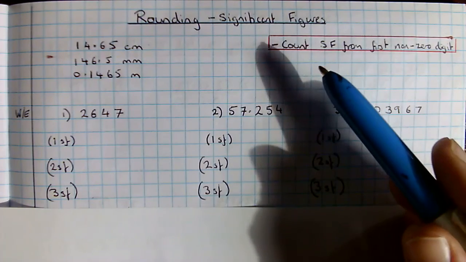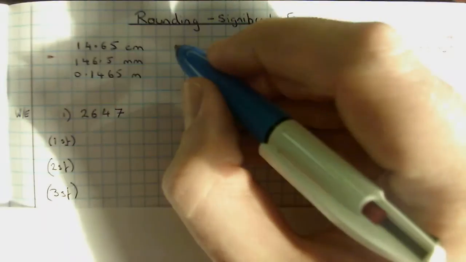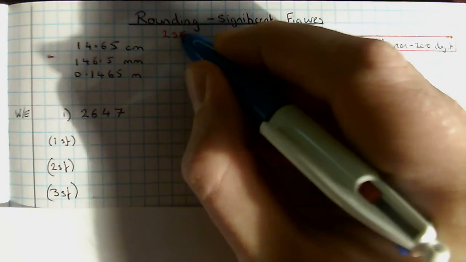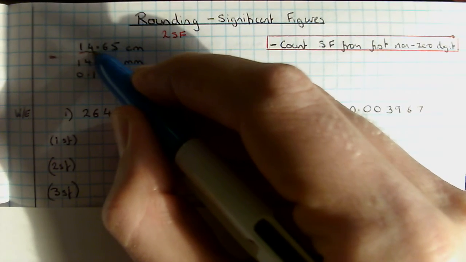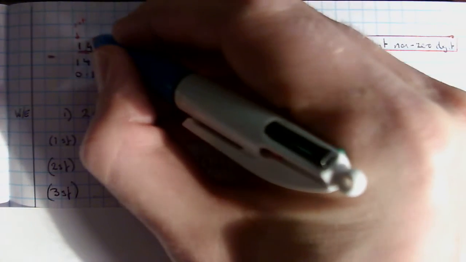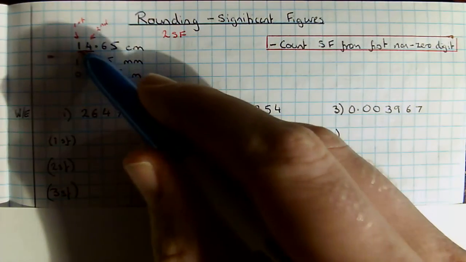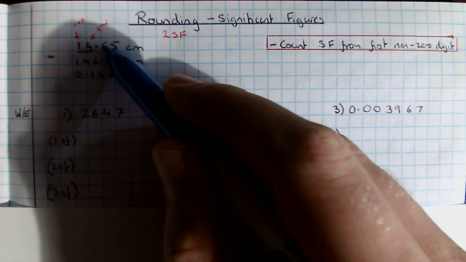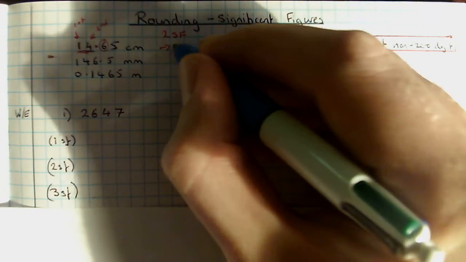So we need to remember that I count significant figures from the first non-zero digit. So if I was rounding these to 2 significant figures, I'm going to count my first 2 non-zero digits. So I start there, that's my first significant figure, and this is going to be my second. So I've got 14, my next digit is a 6, I'd round it up, the 6 gets the 14 to round up, and it becomes 15 centimetres.